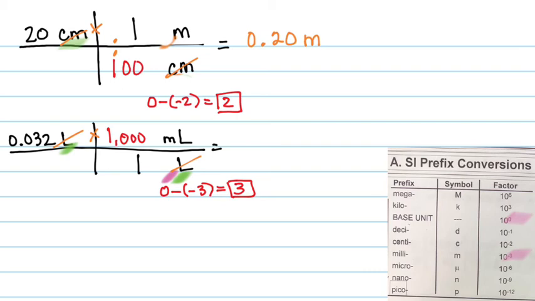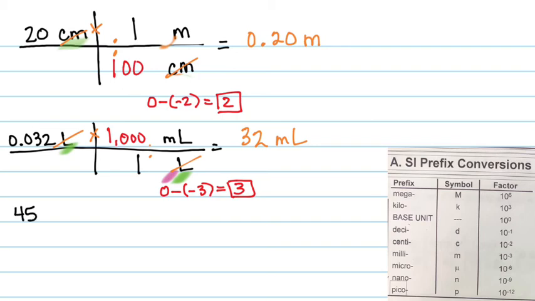0.32 times 1,000 divided by 1 is equal to 32 milliliters. We'll head on over to another example. And again, I'm getting these off of one of the slides I had shown you earlier.